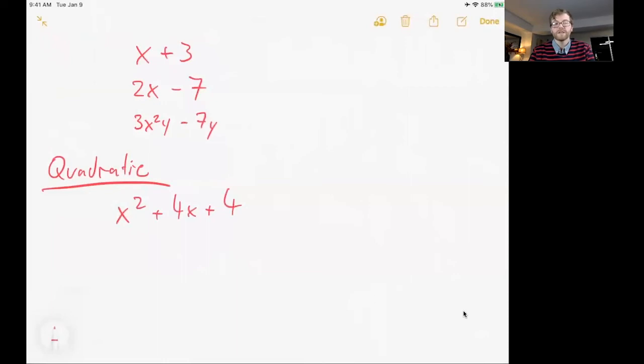That's a quadratic expression, okay? If I were to say x squared plus 4x plus 4 equals 0, then that's a quadratic equation, right? So quadratic just means that the degree, or the highest power of x, is exactly 2, not 1 or 3. Quadratic, perfect.